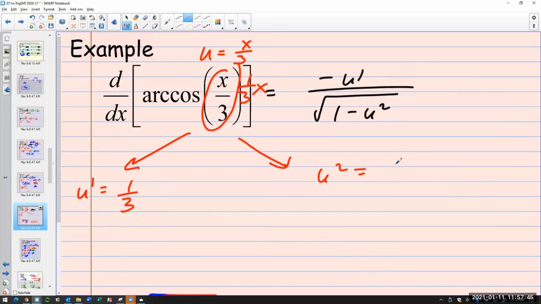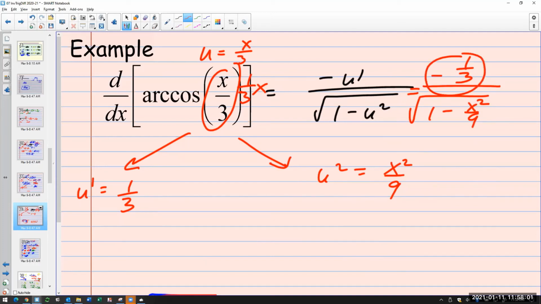Did anybody get what u squared is? X squared over 9. Okay, now it's just a substitution. On the top, it's negative 1/3. On the bottom, you have the square root of 1 minus x squared over 9. Because this is a fraction, I want you guys to bounce that out. So if you bounce that out, what you get for your final answer is negative 1 over 3 square root of 1 minus x squared over 9.